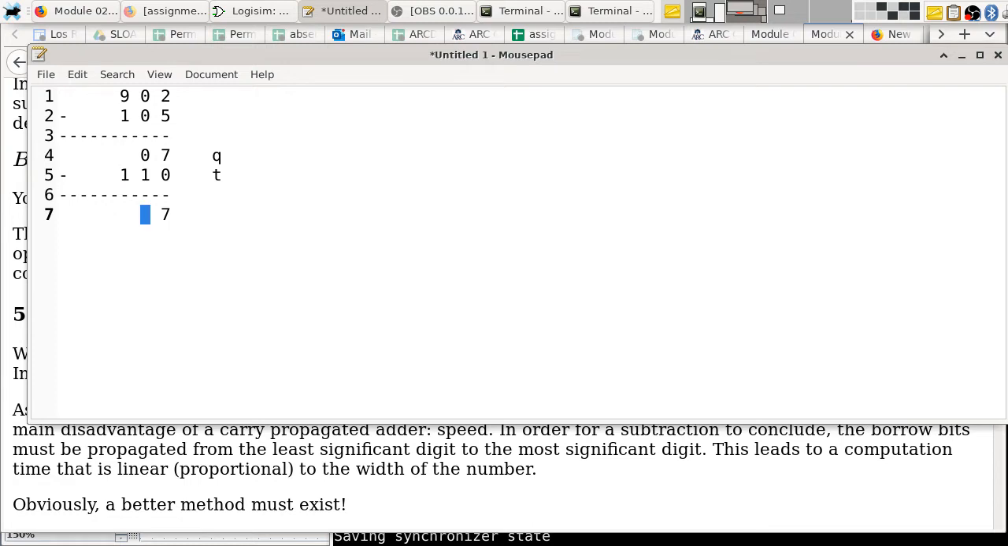0 minus 1 has a result of 9. Very good. 9 minus 1 has a result of 8. 8 minus 1 has a result of 7. So that's kind of a longhand way to do multi-digit subtraction. I know most of you do not write it out this way, but this is the way that I want to spell it out because this gives us a clue of how to make circuitry to get this to work. Is that okay?